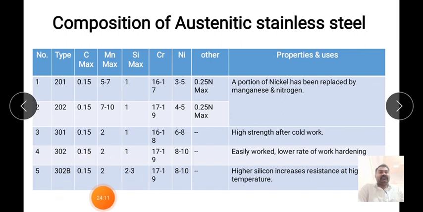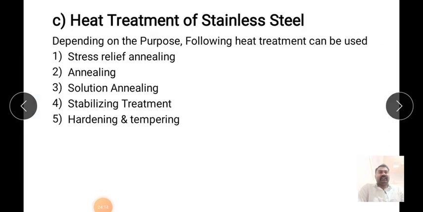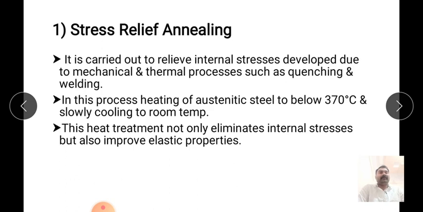Then the heat treatment performed on stainless steel depends on the purposes. Means what type of properties are desirable in the stainless steel, on that basis different heat treatment processes are performed. Here: stress relief annealing, full annealing, solution annealing, stabilizing treatment and hardening and tempering. Whatever heat treatment processes we have studied in unit number 5, the same heat treatment processes are performed on stainless steel.